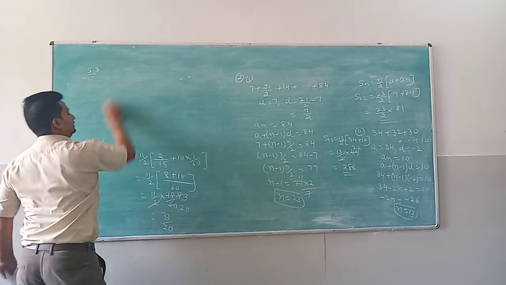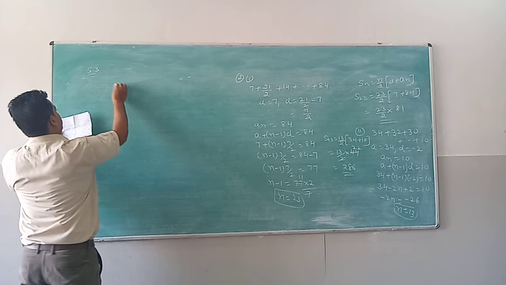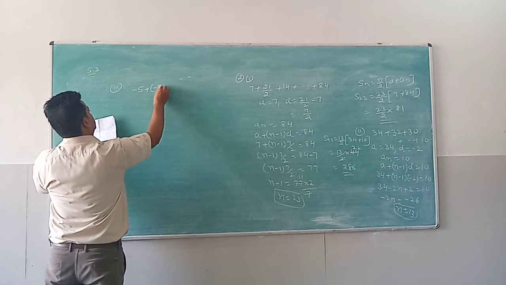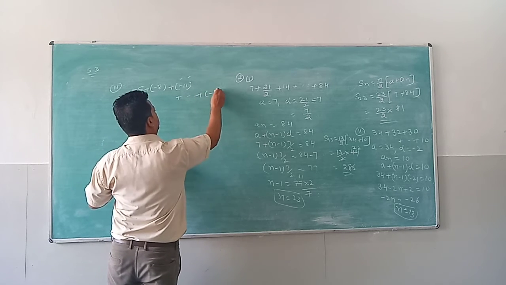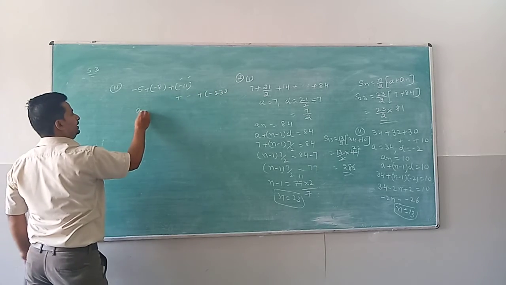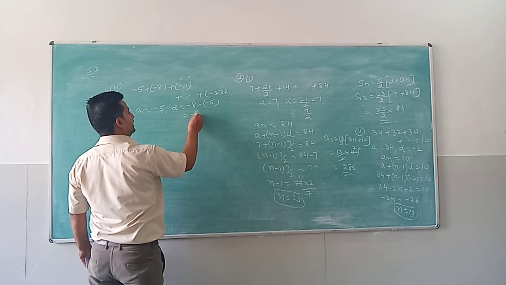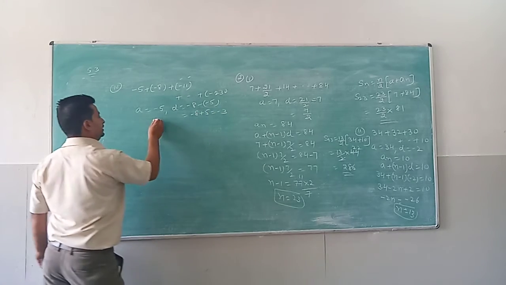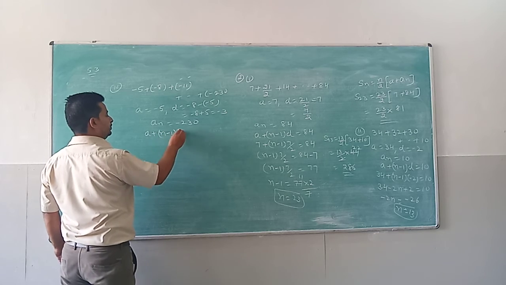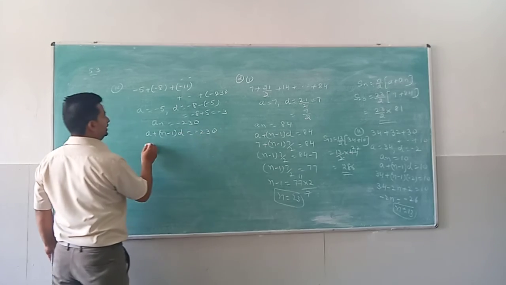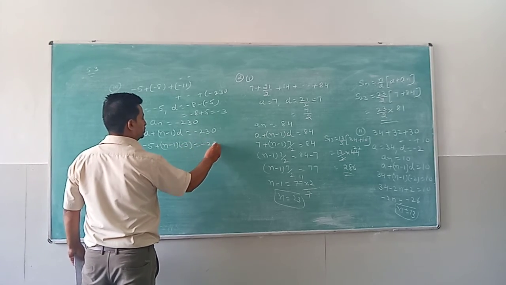In the next question, the statement is the third: minus 5 plus minus 8 plus minus 11. The last term is minus 230. In this AP, a is minus 5, d is minus 8 minus minus 5, minus 8 plus 5, which is minus 3, and an is minus 230. This is a plus n minus 1 into d equals minus 230. a is minus 5, n minus 1, d is minus 3, equals minus 230.